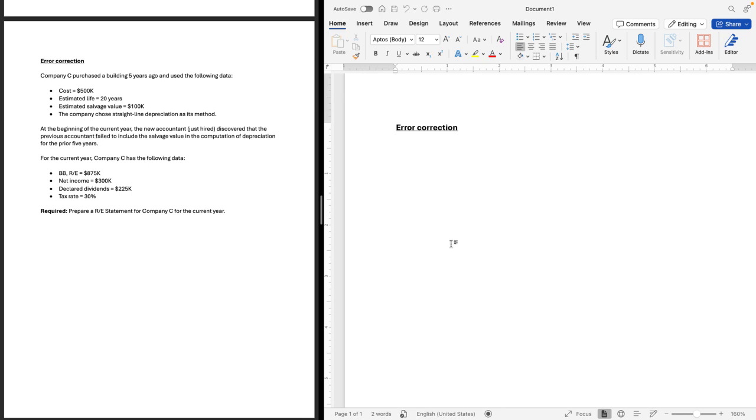With error correction, essentially what has happened is that someone in the past has made an error, and you, for instance, have not discovered the error until the next year, 2 years from now, 3 years later, 4 years later, whatever it is, right? It's sometime in the future. If you discovered the error in the same year in which it was made, you would just fix it. So let's give you an example.